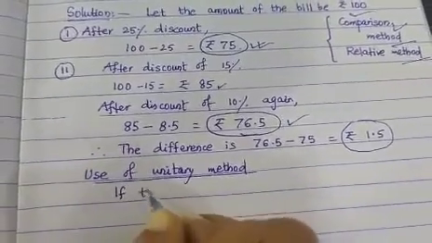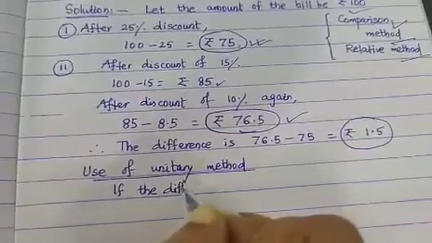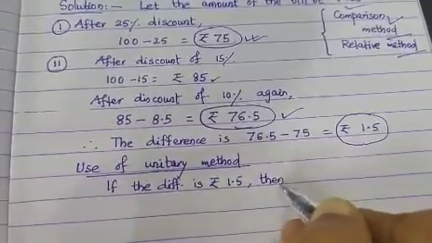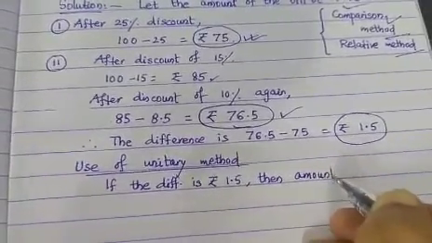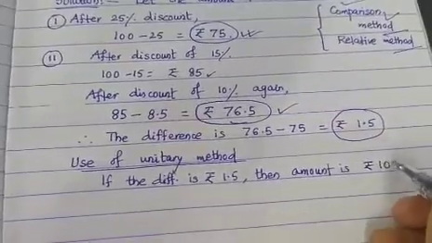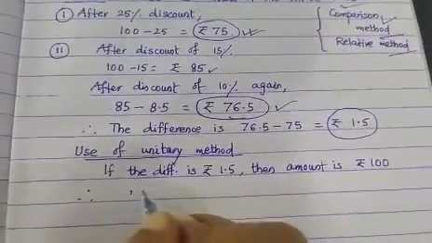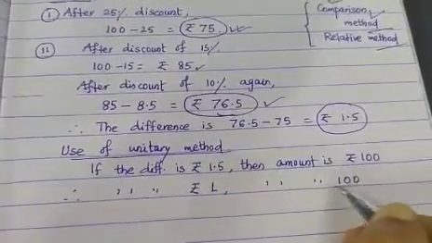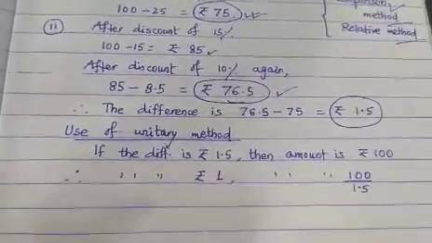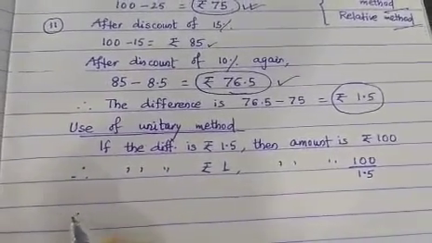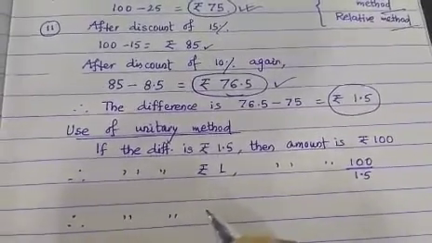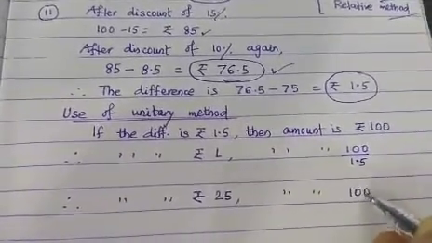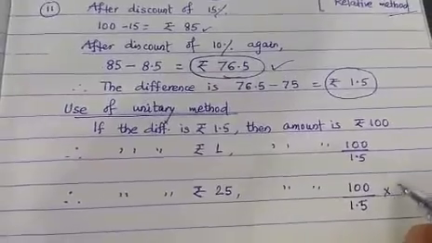If the difference is ₹1.5, then the amount is ₹100. Therefore if the difference is ₹1, then the amount is 100 by 1.5. All right, the simple method, we all know this. Now if the difference is 25, then the amount will be 100 by 1.5 multiplied by 25.